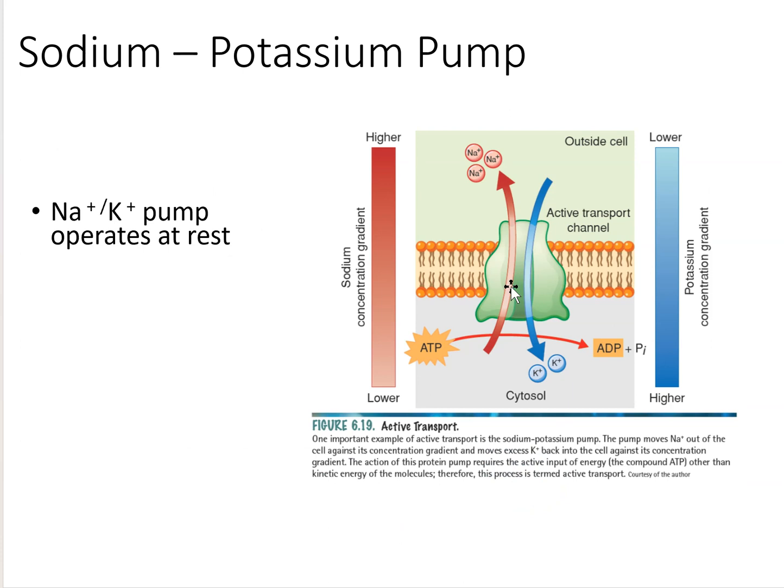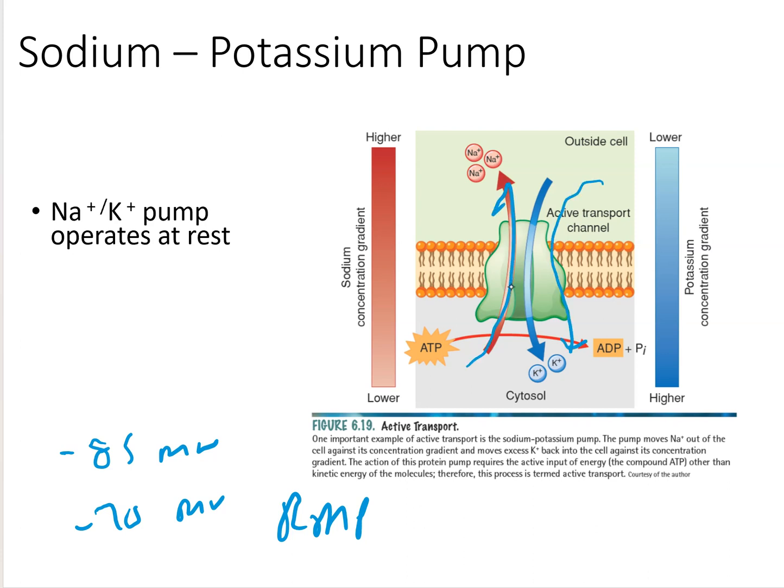Now, we don't want to just let this happen forever, because remember, if potassium keeps leaving, it could make it too negative. And if sodium comes in, it could make it positive. And some of our cells, we might keep it like -85 millivolts or -70 millivolts. So they all have their own resting membrane potential. So the sodium potassium pump's job is to operate at rest to basically kick any of that sodium that got in out and pull that potassium back in.